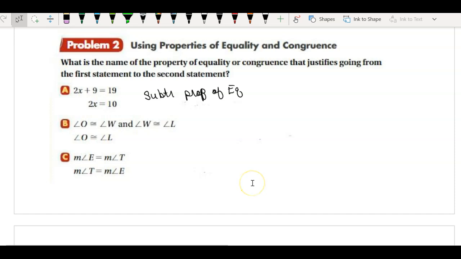Now let's take a look at B. Angle O is congruent to angle W, and angle W is congruent to angle L. Angle O is congruent to angle L. So that is going to be my transitive property of congruence.